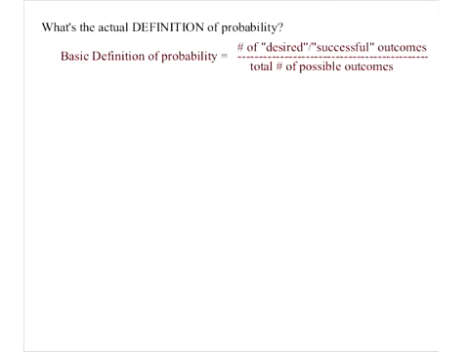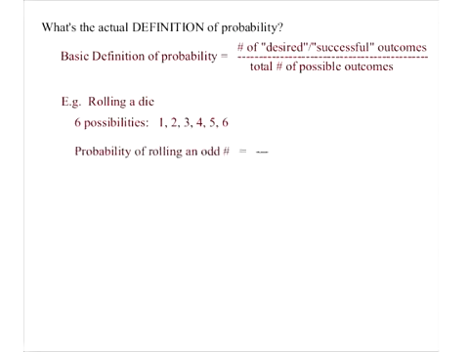For example, you were probably first introduced to probability by rolling a die. There's 6 possibilities, namely 1, 2, 3, 4, 5, and 6. So the probability of rolling an odd number, for instance, would be 3 out of 6, because there are 3 odds out of 6 possibilities.